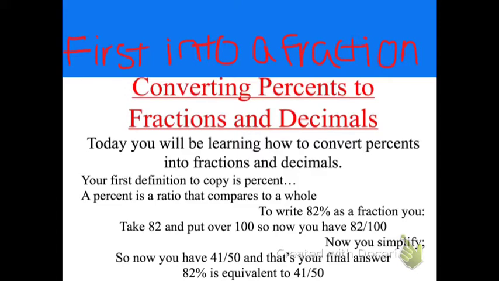A percent is a ratio that compares to a whole. To write 82% as a fraction, you take 82 and put it over 100. So now you have 82 over 100. Now you simplify. So now you have 41 over 50, and that's your final answer. 82% is equivalent to 41 over 50.